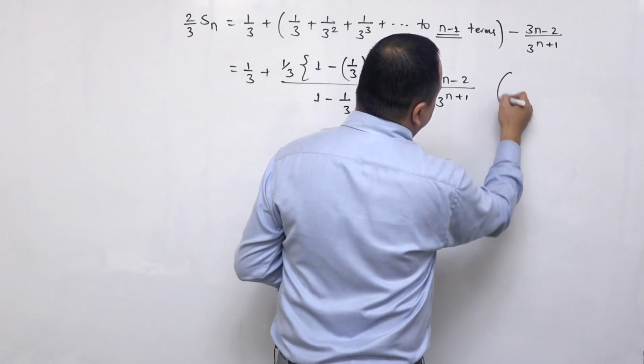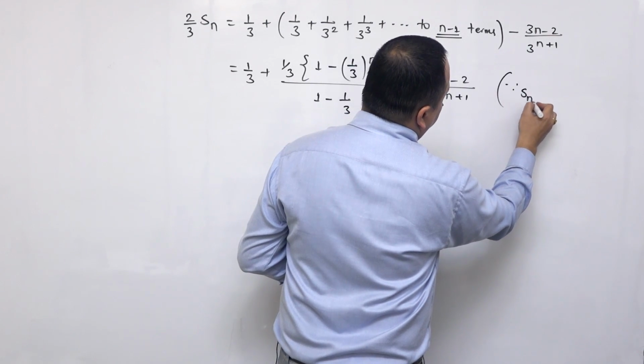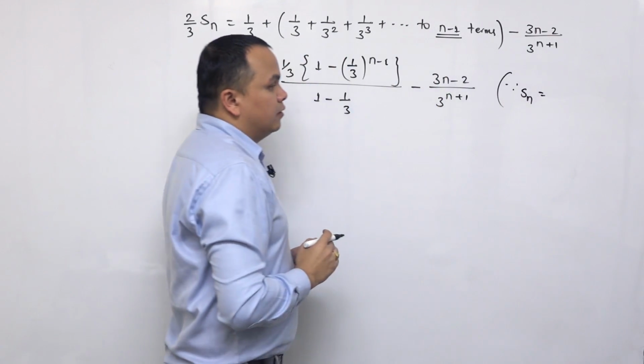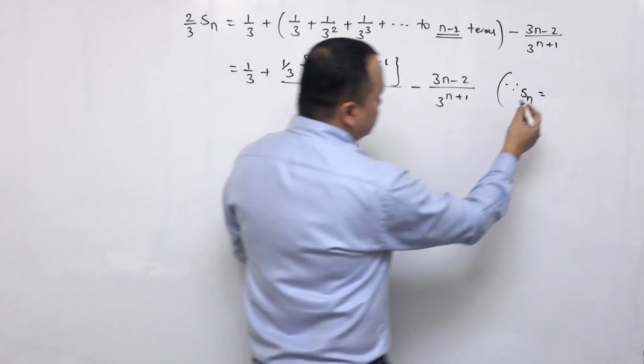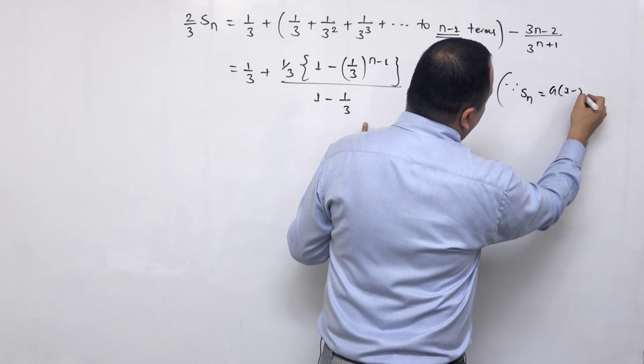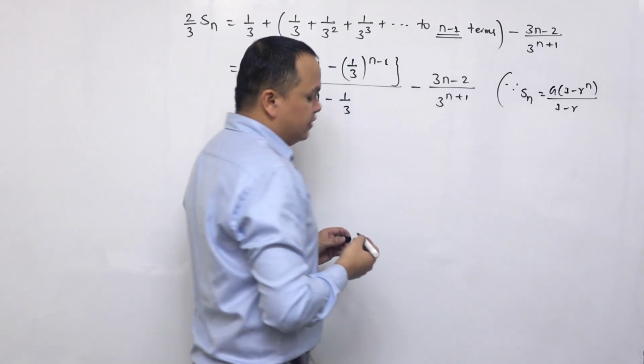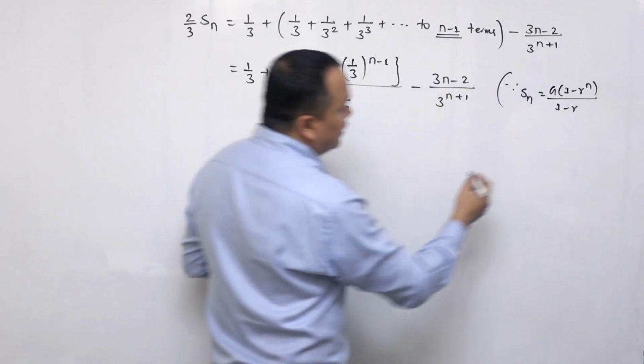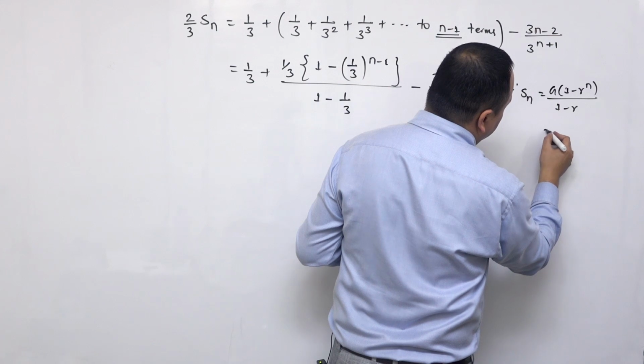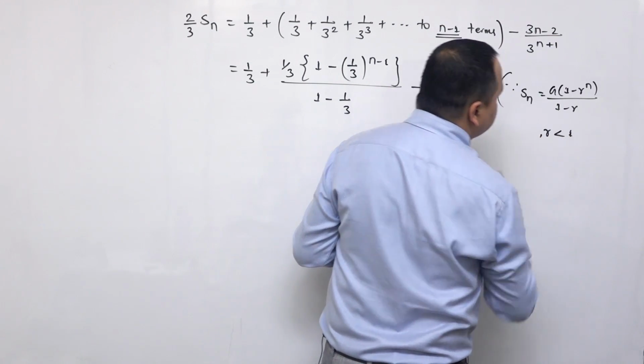Because the sum is a into 1 minus r to the power n upon 1 minus r in a GP when r is less than 1.